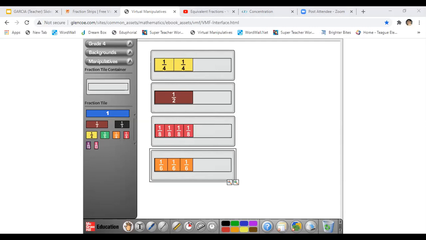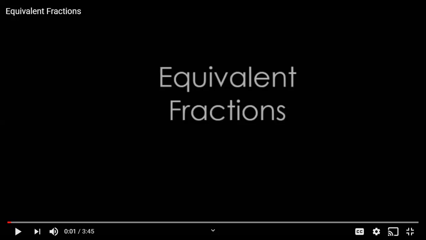Can you think of any other fractions that are equivalent? Write them down in your math journal, and you can pause it. Then you can press play. Okay, friends, I'd like to show you a short video about equivalent fractions from our district here in Pasadena ISD. So let's listen to see what they have to say.